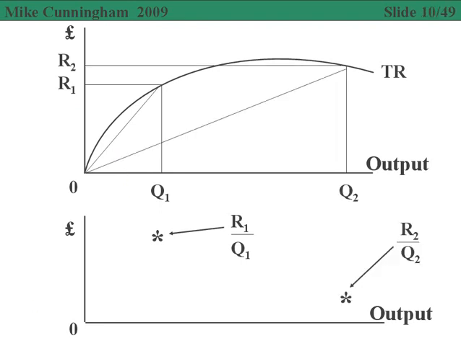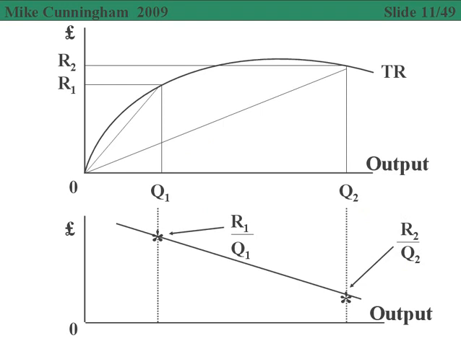Let's take a different point. Let's take the second point we had before. This is on Q2, and the revenue was R2. Now, the ratio R2 is to Q2 is less. Well, you can see the angle is less. This angle here, the first one, is greater than the second one. So that ratio there, R1 is to Q1, is just the average revenue at Q1. This one here is the average revenue at Q2. You can see it's less. It's less because the angle is less.